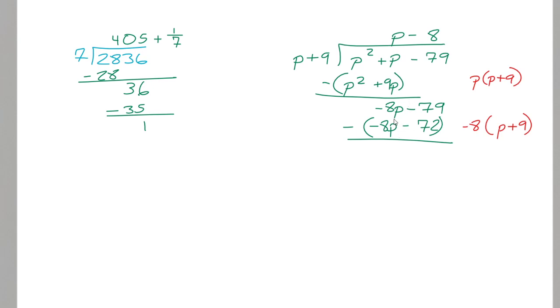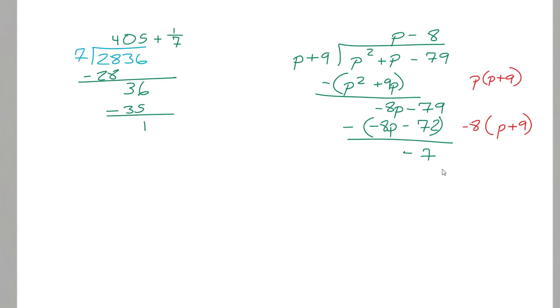So we're going to subtract these two, negative 8p minus negative 8p. So that's negative 8p plus 8p, which is going to be 0. And then negative 79 minus negative 72. So negative 79 plus 72 is going to be negative 7. Well, now we hit a snag because we can't multiply anything times p to give us negative 7. It doesn't have a variable.